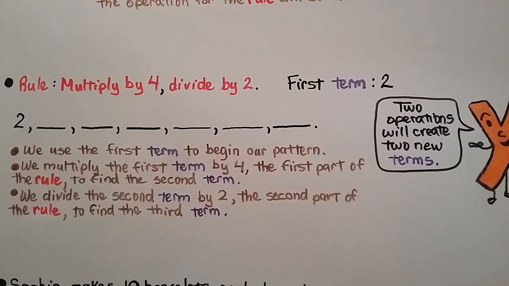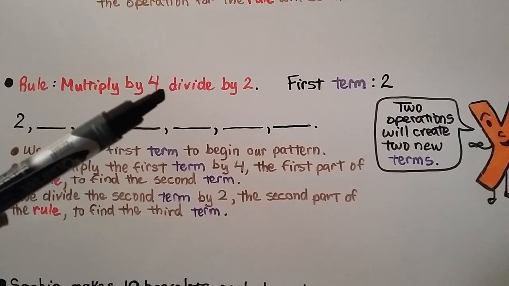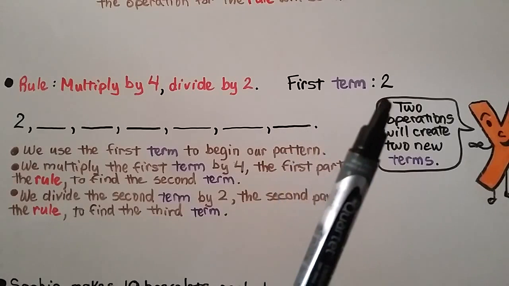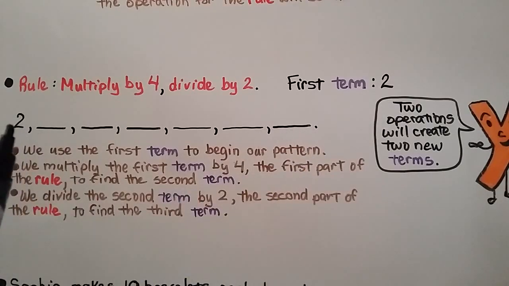For this one, it says the rule is multiply by 4, then divide by 2, and that our first term is a 2. So here's our first term, 2. We need to multiply by 4, so we use that first term 2 to begin our pattern. We multiply this first term by the 4, the first part of the rule, to find the second term. And 2 times 4 is 8.